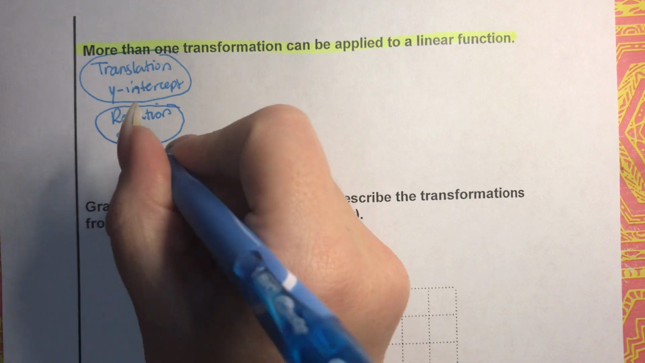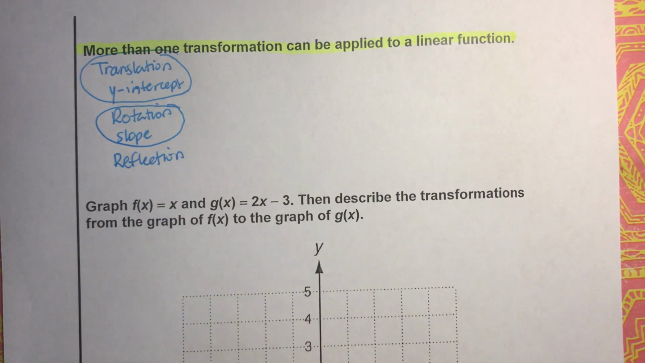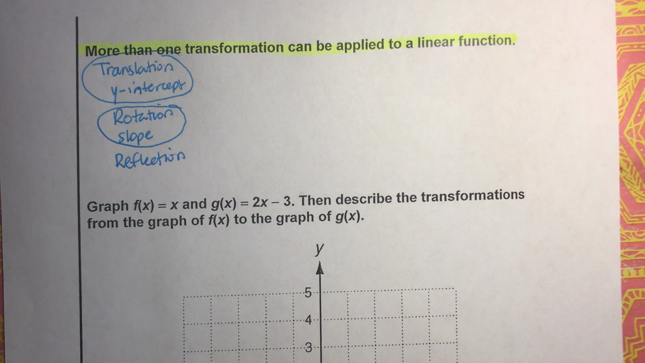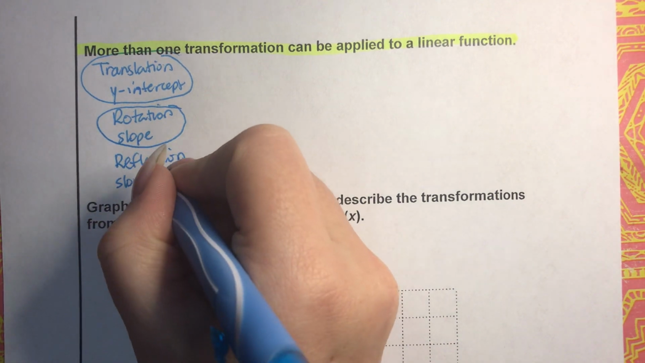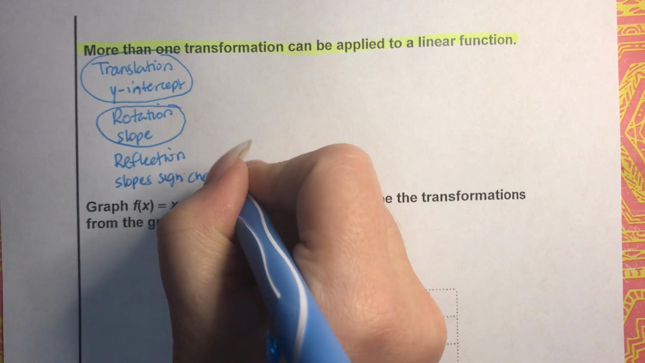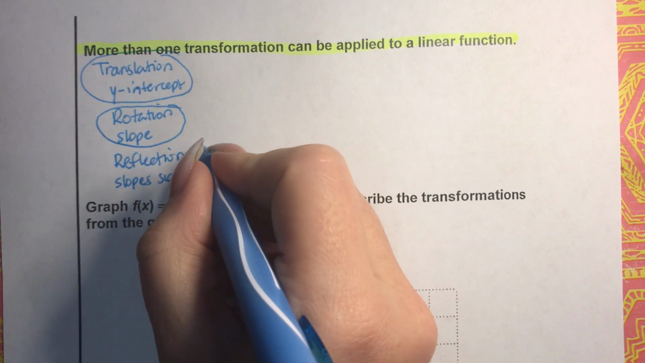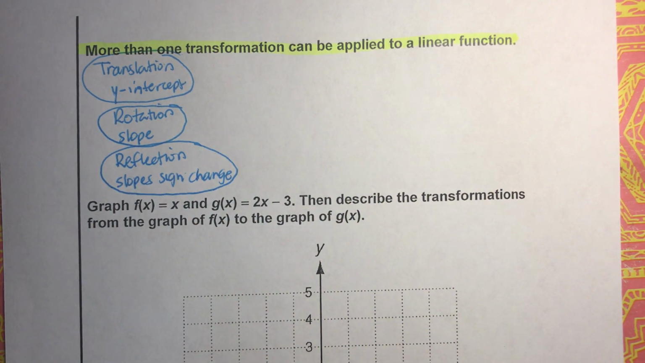And then the last thing are reflections. And what do we look at? How do we know it's a reflection, just by looking at the equation? Well, we know that the slope sign changes. And so if we have a negative slope and then the slope becomes positive, or if we have a positive slope and then the slope becomes negative, then we're dealing with a reflection across the y-axis. So there's three.